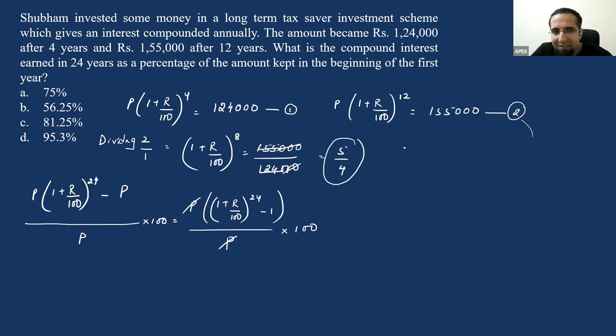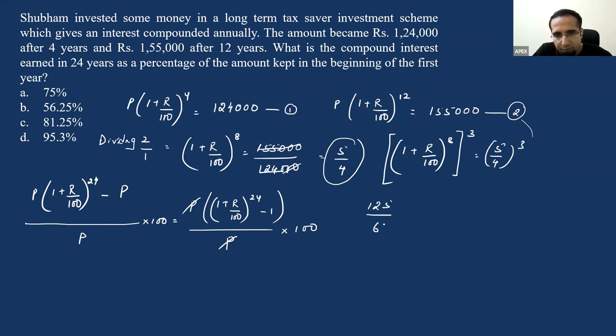Now, let's understand this. Can I say (1 plus R by 100) whole to the power 24 is nothing but (1 plus R by 100) whole to the power 8, whole cube? Clear? So therefore, this should give me (5 by 4) whole cube. Now, (5 by 4) whole cube gives me 125 by 64 minus 1, into 100. This is what we are looking at. And therefore, this is 125, and 1 can be written as 64 by 64, which will give you 61 by 64 into 100.